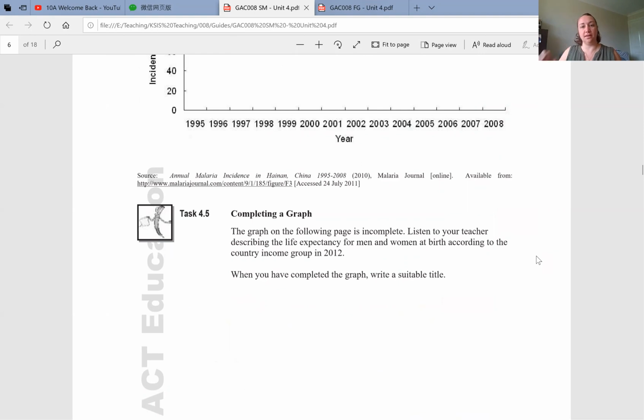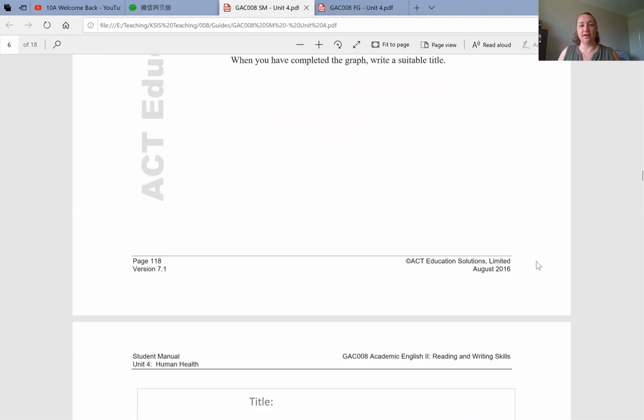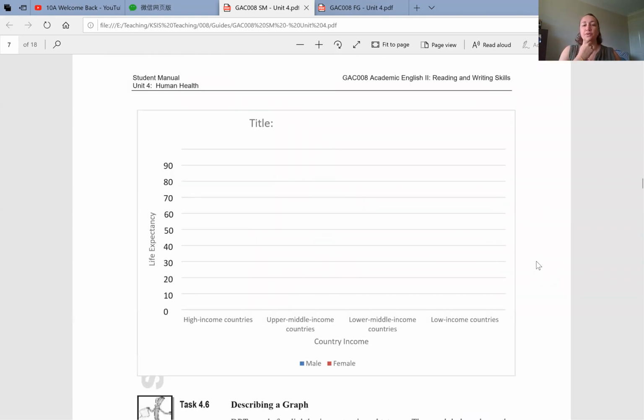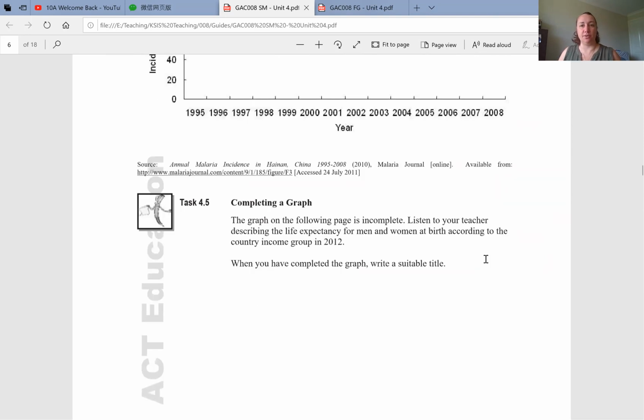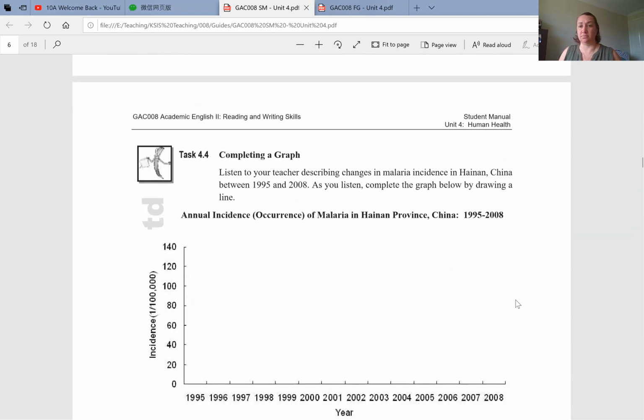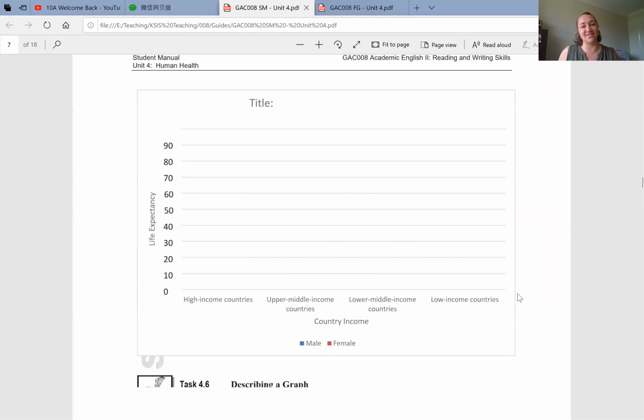So we're going to do another graph. You're going to have to write a title for this one as well. Now you'll notice that this is a different type of graph. Okay, so this is going to be a bar chart. I can't remember what you call these ones, some other type of graph. And then this one's going to be a bar chart.